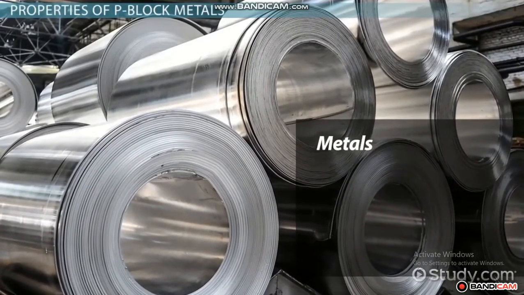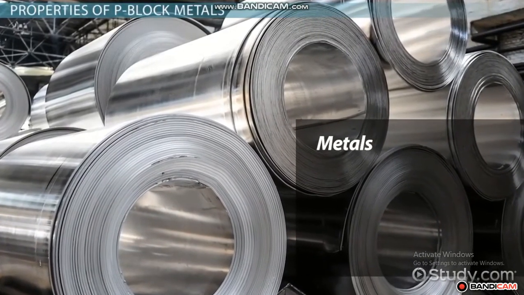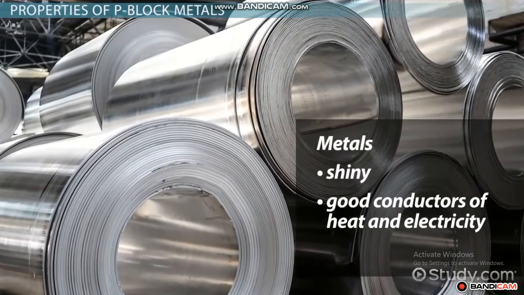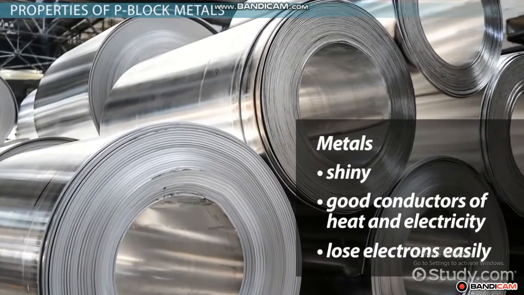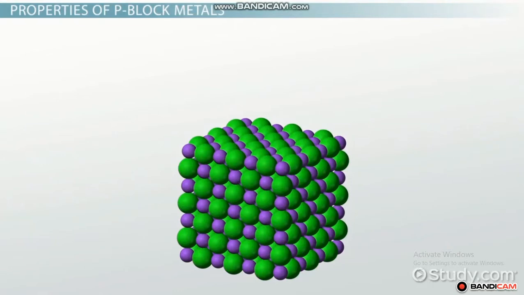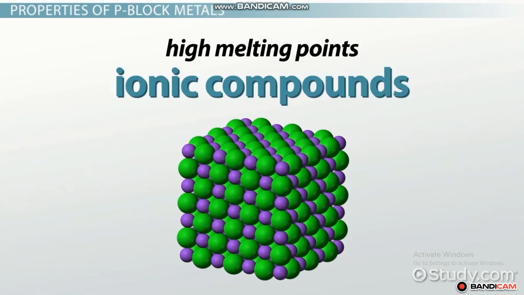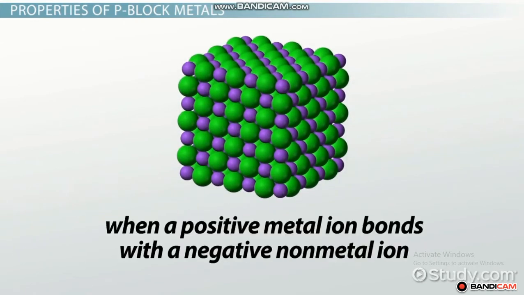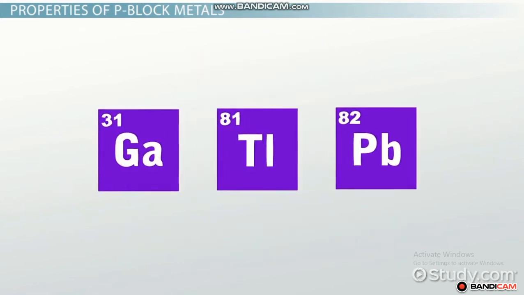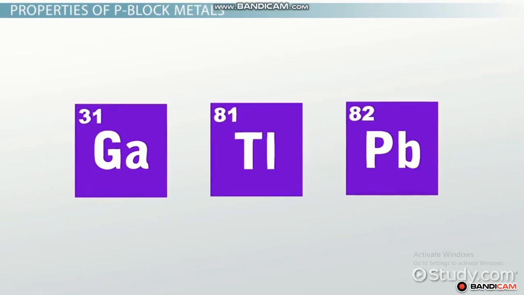P block metals have classic metal characteristics. They are shiny, they are good conductors of heat and electricity, and they lose electrons easily. Generally, these metals have high melting points and readily react with nonmetals to form ionic compounds. Ionic compounds form when a positive metal ion bonds with a negative nonmetal ion. Of the p block metals, several have fascinating properties.